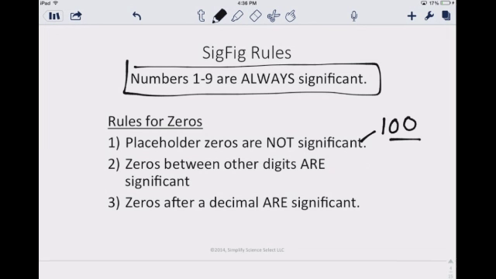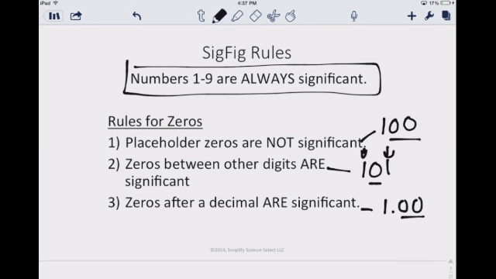The second one: zeros between other digits are significant. So an example of this would be 101. That zero right there, since it's between that one and that one, becomes significant. So it's a significant figure. And then lastly, zeros after a decimal place are going to be significant. Example of this, where we have 1.00, those zeros will be significant because they are after a decimal place.